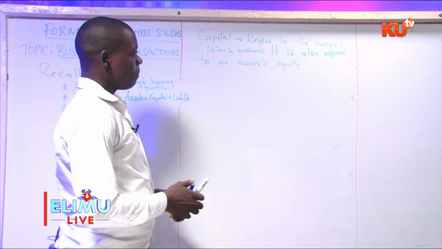So that is the revision that we can have for the business transactions. We've discussed the meaning of business transactions, and the types of business transactions. We've also discussed the factors that affect changes in capital. And finally, we've looked at the effects of transactions on the balance sheet items.